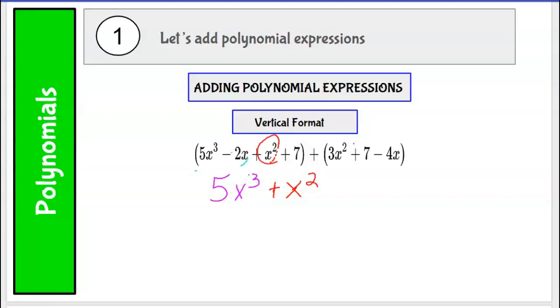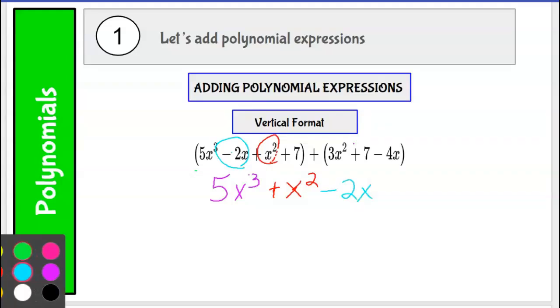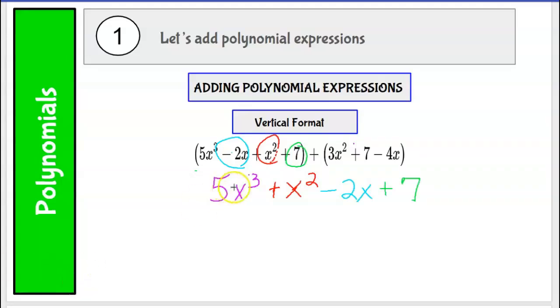Then we have the minus 2x. Notice we took the sign in front of it with it. And then we have the plus 7. So now we have it in standard form of descending order of the exponents. We have the 3, the 2, and the 1.